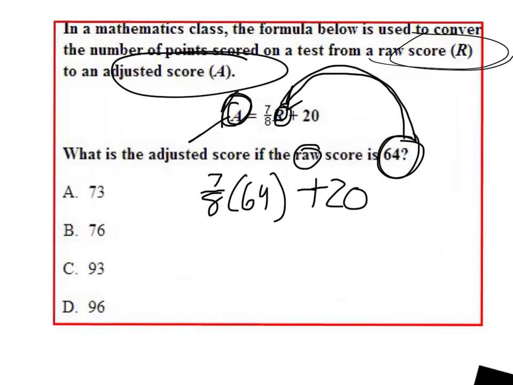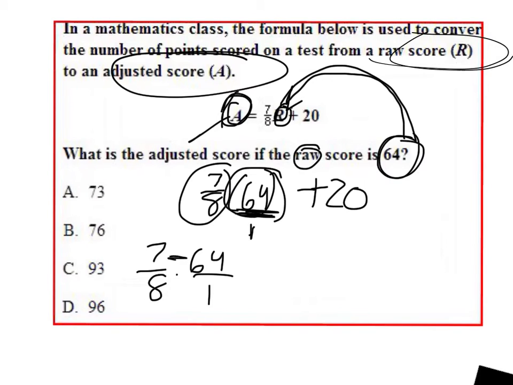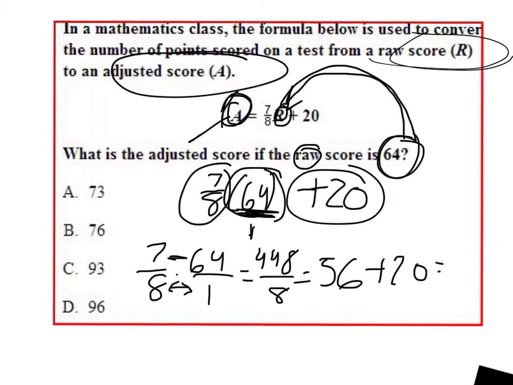If you want to do it by hand, though, you're essentially multiplying this by this. Now, this is always still a fraction because it's always over 1, because it's a straight-up number. If we have 7 over 8 times 64 over 1, we can just multiply straight across. 8 times 1 is 8, and then 7 times 64 equals 448. We divide that by our 8, and we get 56. Then we continue the rest of our problem, plus 20 equals 76.